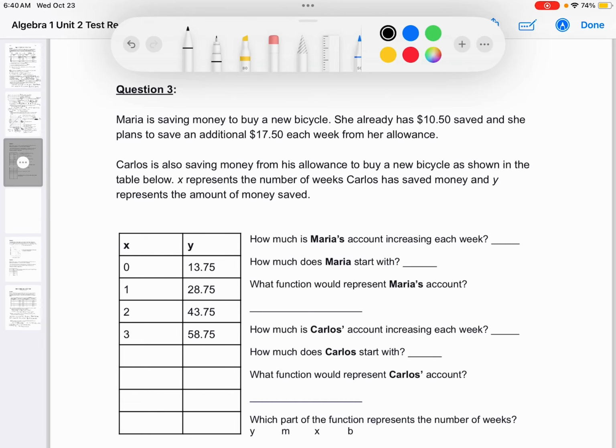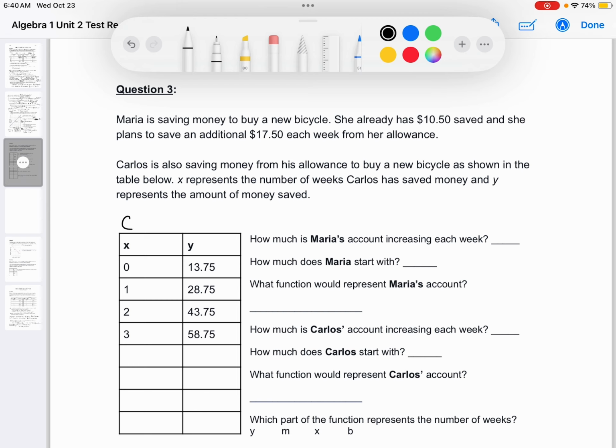Okay, our last question is question 3. And we have Maria is saving money to buy a new bicycle. She already has $10.50 saved, and she plans to save an additional $17.50 each week from her allowance. Carlos is also saving money from his allowance to buy a new bicycle as shown in the table below. X represents the number of weeks Carlos has saved money, and Y represents the amount of money saved.